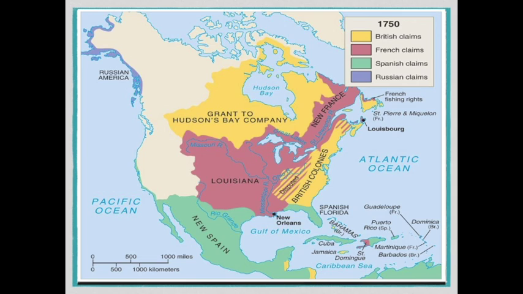And we're going to take a look at a map here so you can notice where the British claimed land, the French claimed land, the Spanish claimed land, and then there were Russian claims on the New World as well.